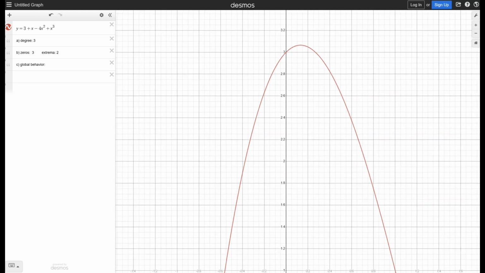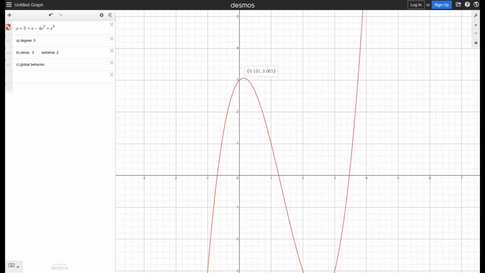There's a window. It's not quite centered, but you get the idea. You just don't want it right at the top or bottom so that you're not seeing other things. That is, right there, that is the biggest y value that this function hits in this window.